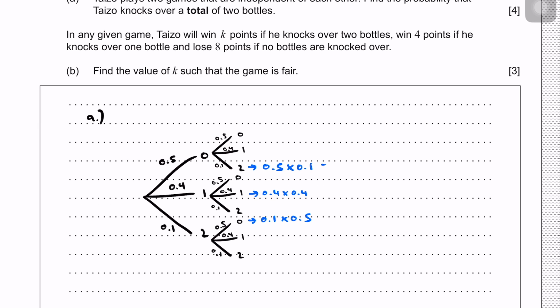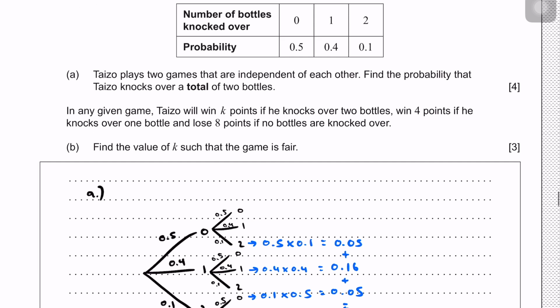This would be equal to 0.05. This is 0.16, and this is once again 0.05. Altogether, I'm going to add like this. I hope that's okay. And this will give us 0.26, or we could say 26%. So, what is the probability of knocking over 2 bottles? In this case, it would be 26%.